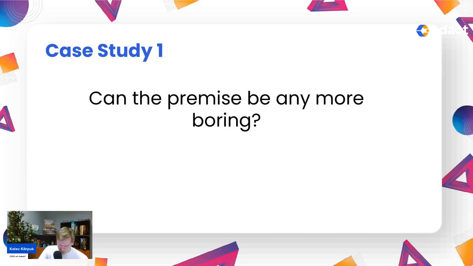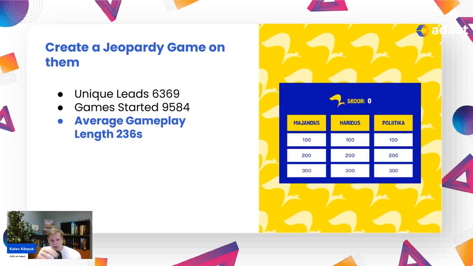So what they did, and I'll show you exactly a working example as well, they created a Jeopardy game, right? And this Jeopardy game had 3 different topics. Those 3 different topics are 3 different areas that they want to reform when they're elected.